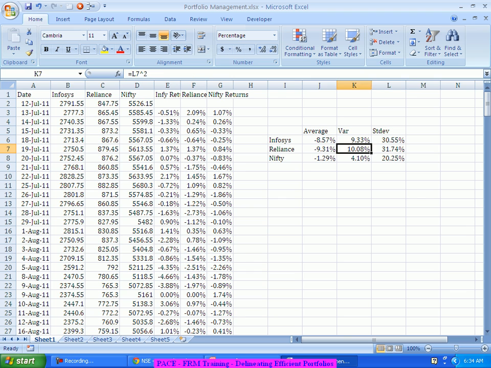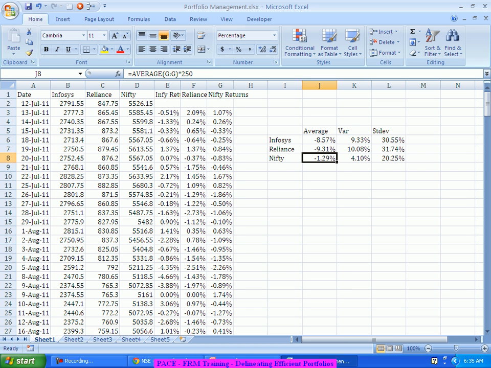Same way with Reliance, I may go even up to minus 9 minus 31, or minus 9 plus 31, up to plus 22. So that is the way. But whereas in case of Nifty, at least the range is much lesser. Because it's only 20% fluctuation, the range is slightly lesser.